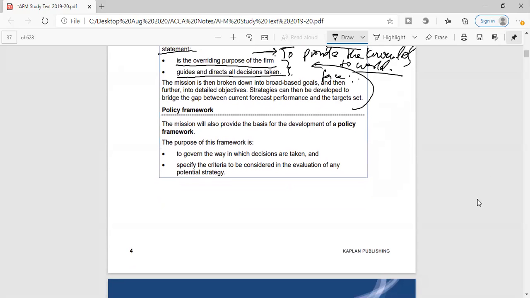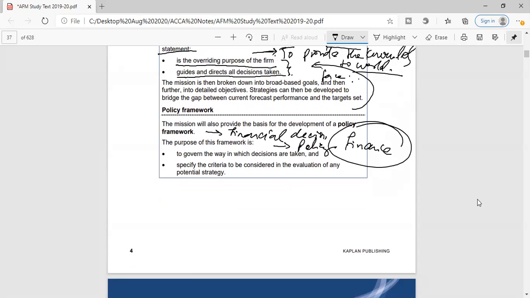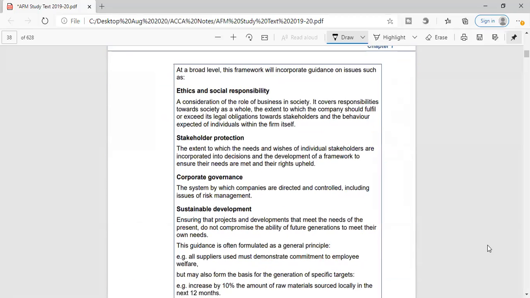They act within the policy and they help implement the policy framework, because any financial decision which is taken or any policy implementation goes through the finance department. Hence, they are responsible for the policy framework as well. So remember our acronym for finance managers, FREES. Okay.